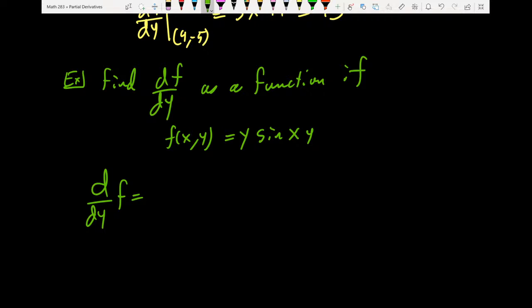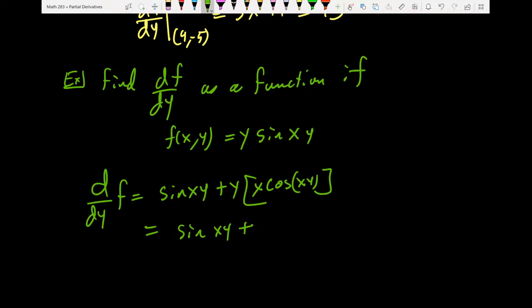First one, you will get what? Sine of xy plus y times, what's the derivative of inside? The derivative of this, oh, right over here. What is it? Derivative of outside times the derivative of inside, right? What's the derivative of outside? Cosine of xy. And then times the derivative of inside. What's the derivative of inside? x. Is that correct? Let me see. Yep. My final answer is what? Sine of xy plus xy cosine of xy. Yeah?